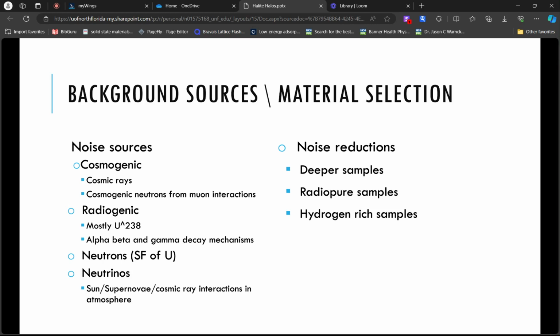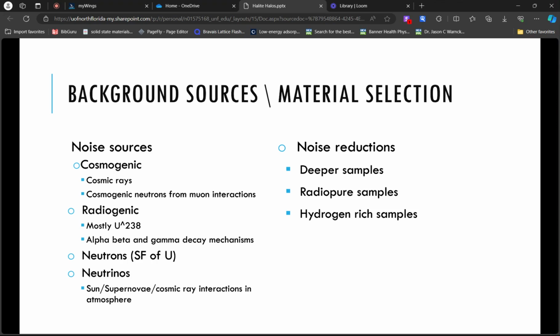We can reduce those by getting samples that are deeper than about 5 kilometers. Just below 5 kilometers, the amount of interactions from those is reduced to less than 0.01 parts per billion. The deeper the sample, the less cosmogenic interactions you're going to have to worry about.